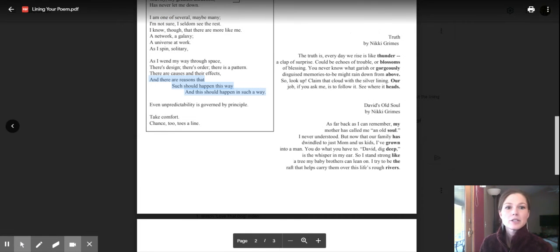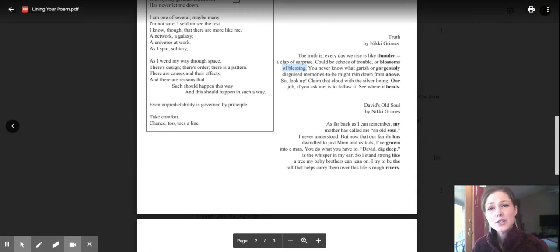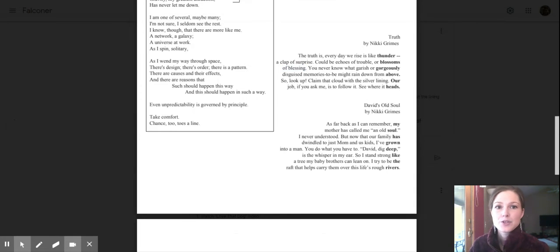And we're going to read Truth and David's Old Soul next. And as we're reading, I want you to think to yourself, why do you think that the author stopped here and started a new line, and then stopped here and started a new line? How did they know when to start and when to stop or to break it? Do you notice anything else too about the way it's written? So this one is truth.